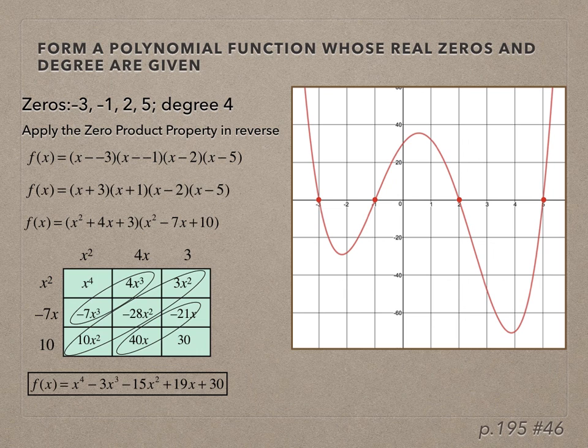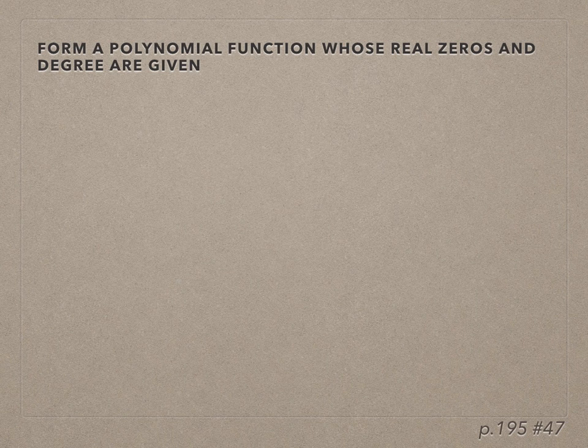We'll do one more example where the real zeros and the degree are given. In this example, -1 is a real zero with multiplicity 1. 3 is a real zero with multiplicity 2. This function has a degree of 3.